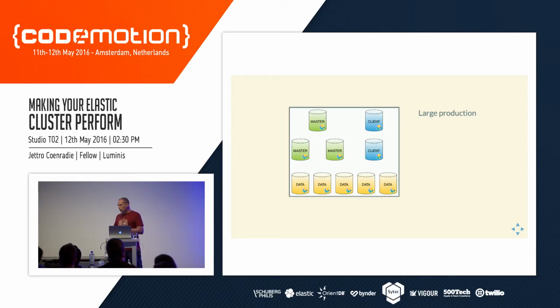Then there comes another question, that is that you have different types of node that you can specify. The default is that every node can do everything. It can contain data, it can become the master node, it can be used as a client. But if your cluster increases and you have more data in there, you most likely want to have dedicated nodes that can become the master node.